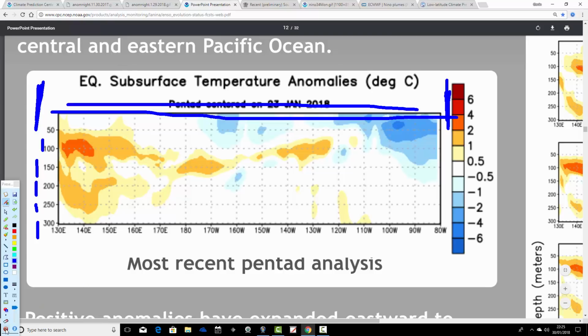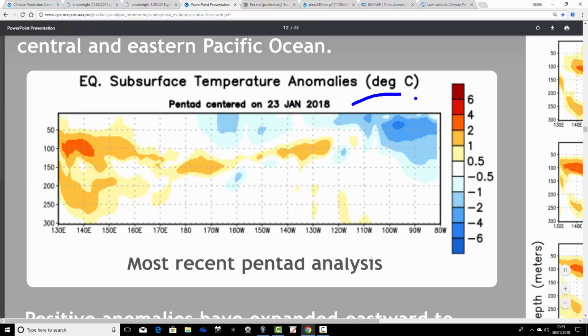So you can see the signature for La Nina is still there, with those blue colours towards the sea surface of the Equatorial Pacific Ocean. And it's still a little bit at depth as well in this eastern portion of the Equatorial Pacific. You see now it is beginning to fade underneath the surface through the central portion of the Equatorial Pacific.